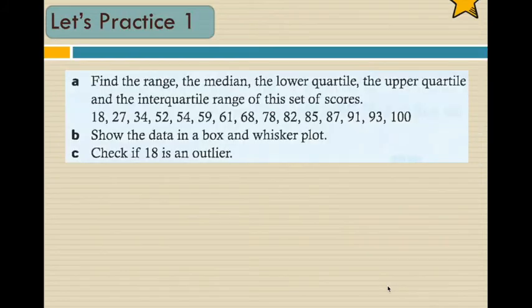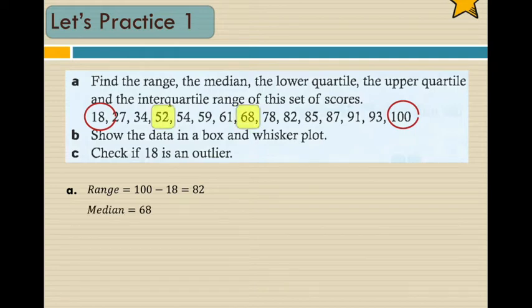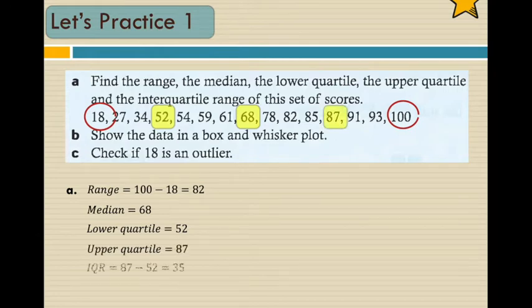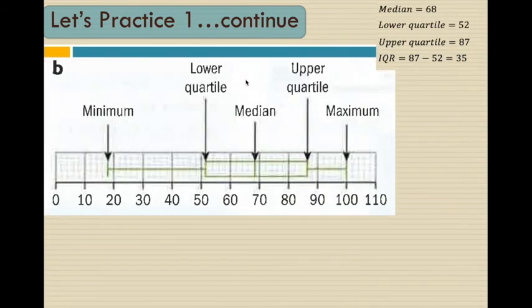Okay, let's take a look at this example here. Given the set of data, you are asked to generate the 5-number summary and later on check whether 18 is an outlier. Okay, let's generate the 5-number summaries. We have the lowest value and highest value, so we can find the range, okay, which is highest minus lowest value. We can find the median, and then lower quartile, upper quartile, and of course interquartile range. And we can produce the box and whisker, or box plot, like so.